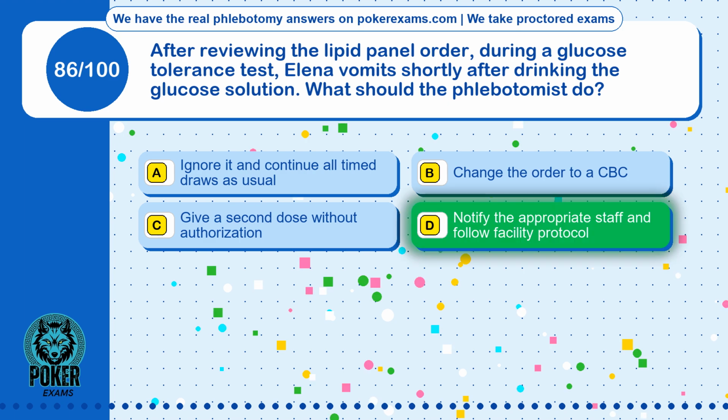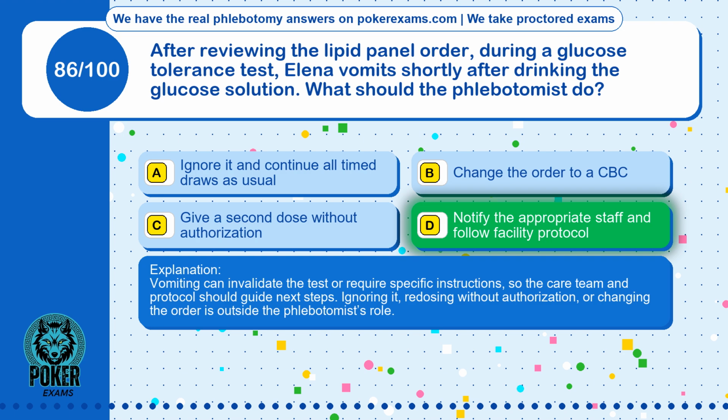The correct answer is option D. Notify the appropriate staff and follow facility protocol. Vomiting can invalidate the test or require specific instructions, so the care team and protocol should guide next steps. Ignoring it, giving a second dose without authorization, or changing the order is outside the phlebotomist's role.